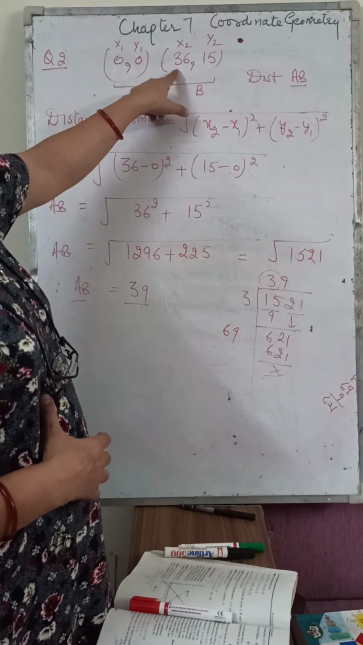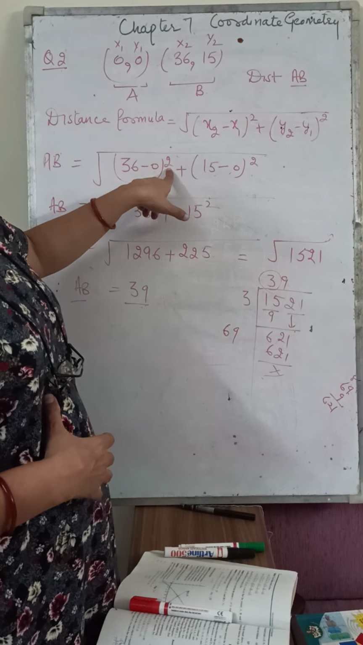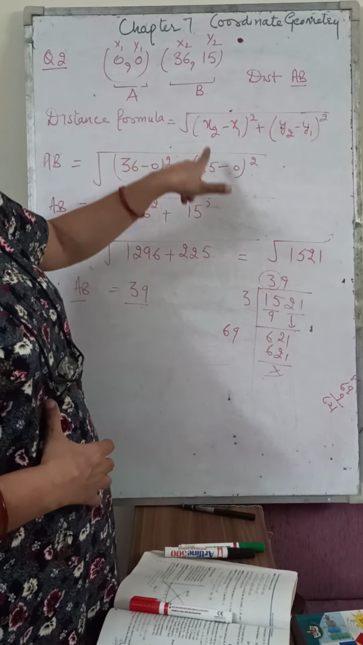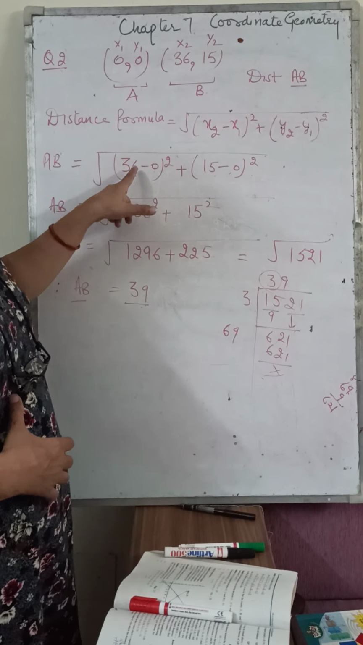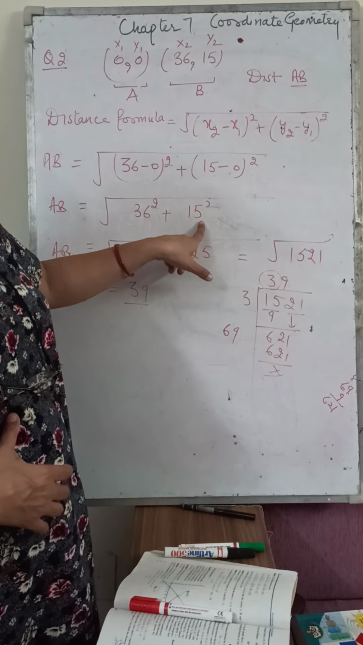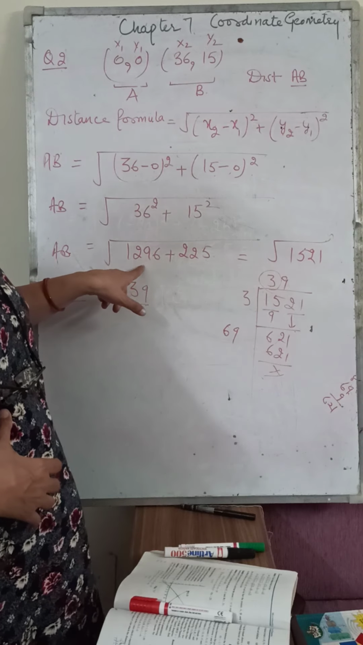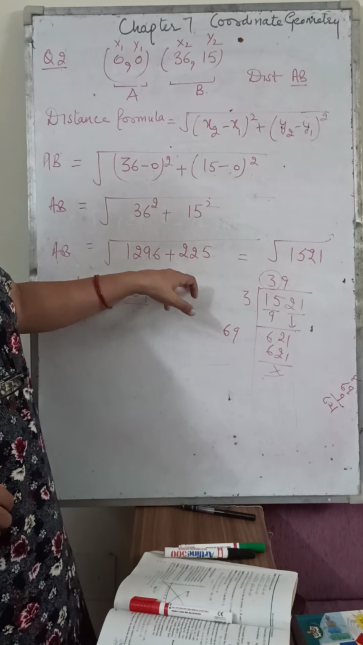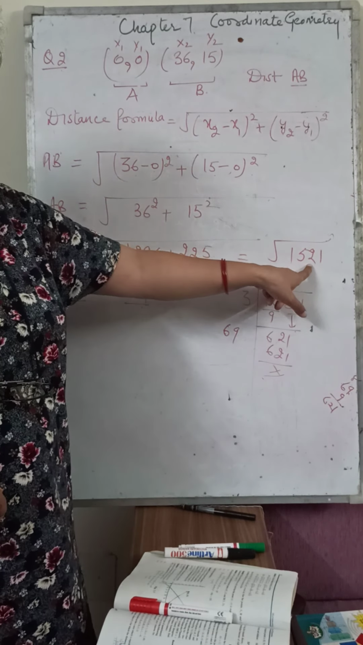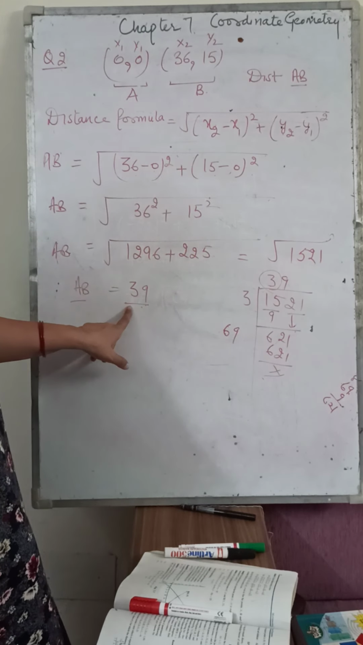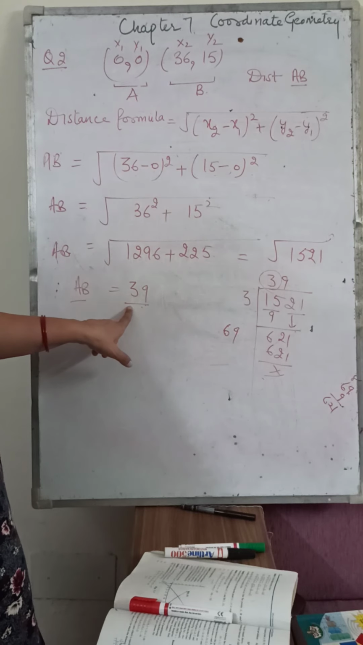x2 is 36 minus x1 is 0 on the whole square plus y2 minus y1, 15 minus 0 whole square. It comes out to be 36 square plus 15 square. 36 square is 1296 and 15 square is 225. Add up, 1521. Square root of 1521 is 39. So AB is 39 centimeter.